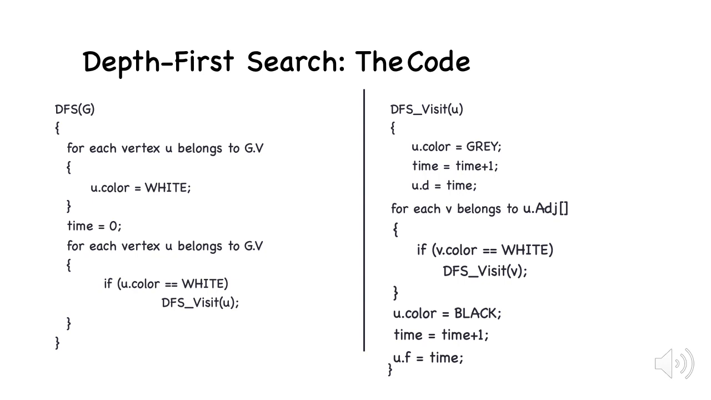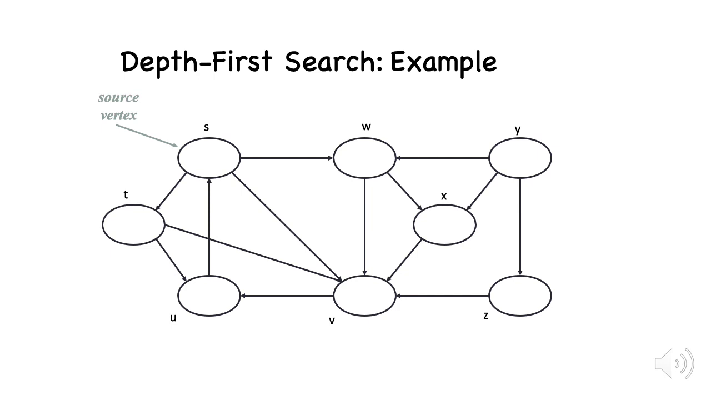So let us try to understand this with an example. This is an example where you have nodes from S to Z. Unless shown otherwise, S is taken as the source vertex. Anyone can be randomly taken as a source vertex, but you have to show which is the source vertex.